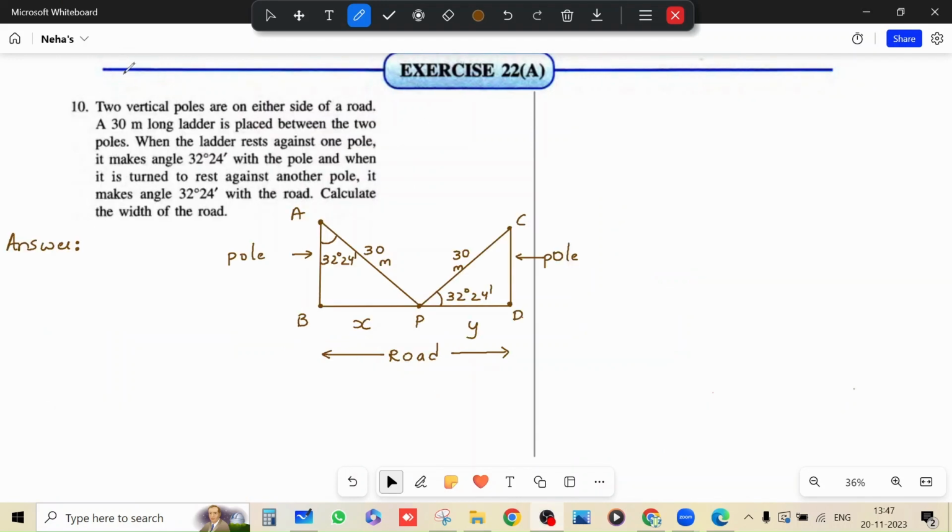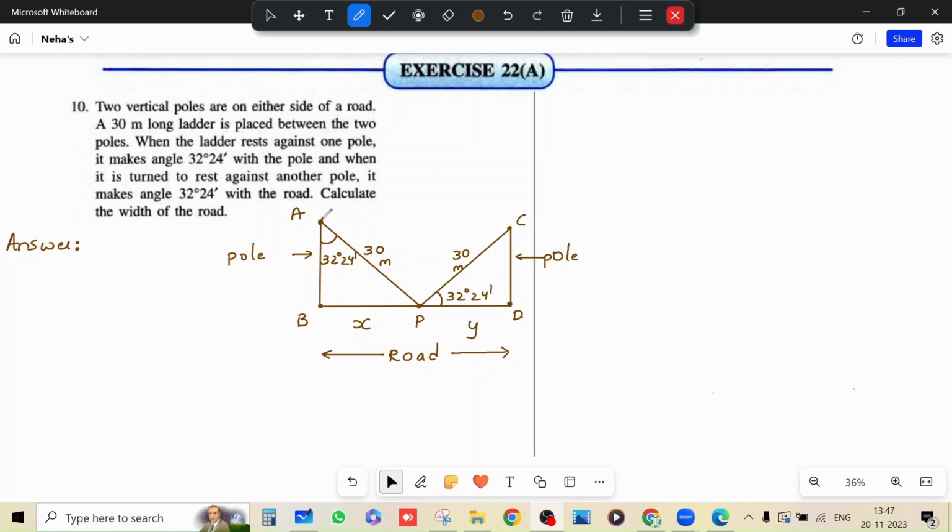Question number 10 is, two vertical poles are on either side of a road. A 30-meter long ladder is placed between the two poles. When the ladder rests against one pole, it makes angle 32 degree 24 minute with the pole, and when it is turned to rest against another pole, it makes angle 32 degree 24 minute with the road. Calculate the width of the road.